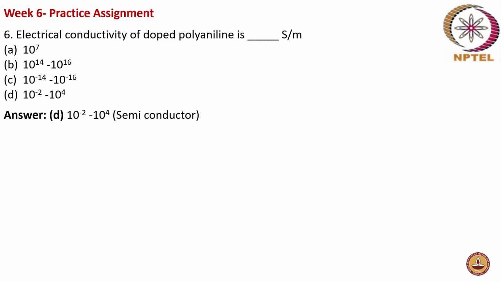It is in the semiconductor range. Polyaniline is nothing but a polymer, so it has conjugation, and doping helps in making the polymer conducting. It helps in delocalization, and the delocalized electrons start moving and create conductivity. So it is between 10 power minus 2 to 10 power 4. For a highly conducting material, the conductivity would be of 10 power 14 to 10 power 16, whereas insulators will be 10 power minus 14 to 10 power minus 16, so very low. Sorry, for a conducting material it will be of the order of 10 power 7.